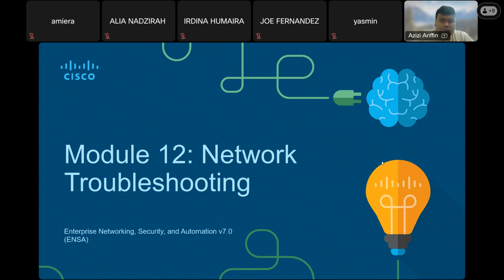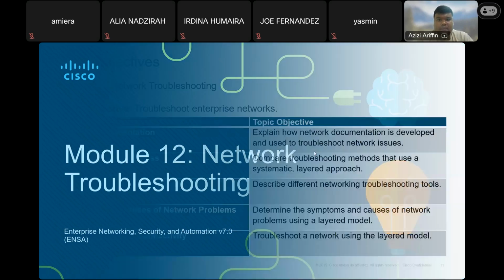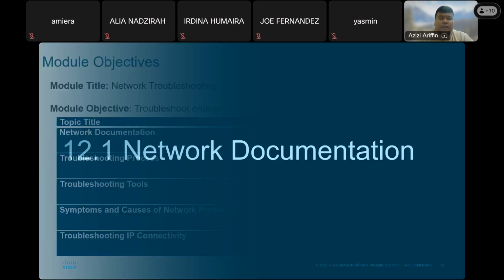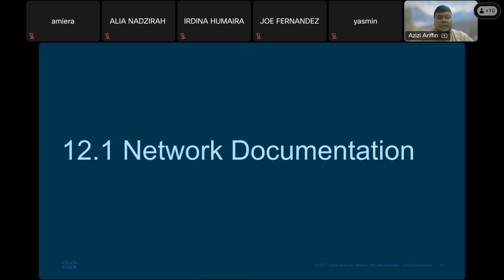So, in this chapter, we will discuss several topics. So, first one is about network documentation, how it is developed and used to troubleshoot network issues. And after that, the troubleshooting process, troubleshooting tools, symptoms and causes of network problems, and troubleshooting IP connectivity. So we try to discuss these topics in this module. So first thing first, network documentation.